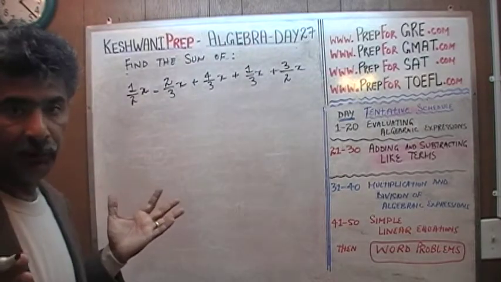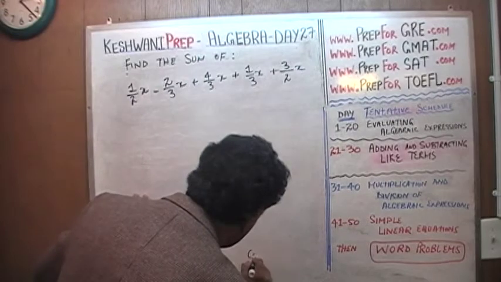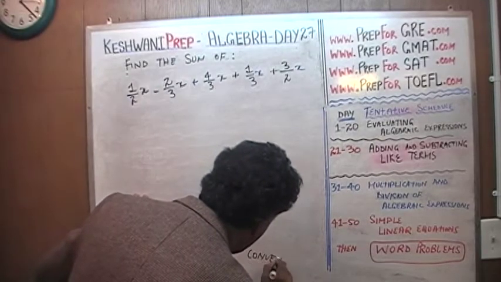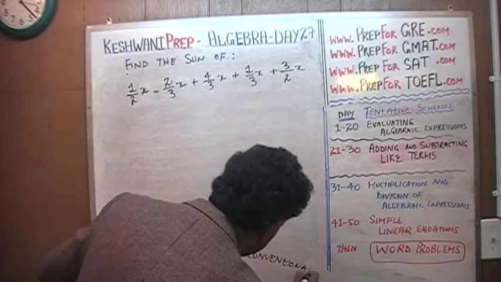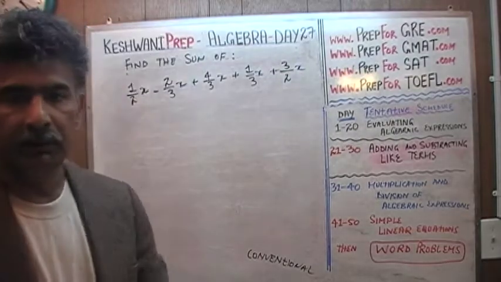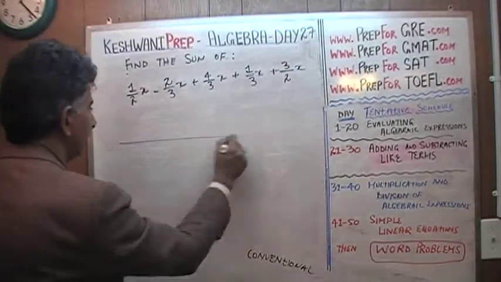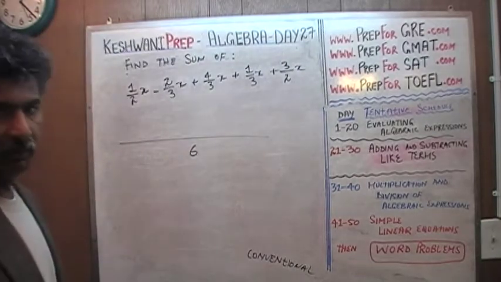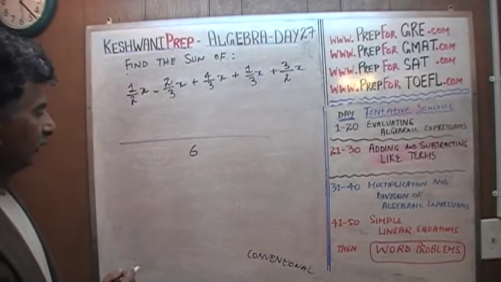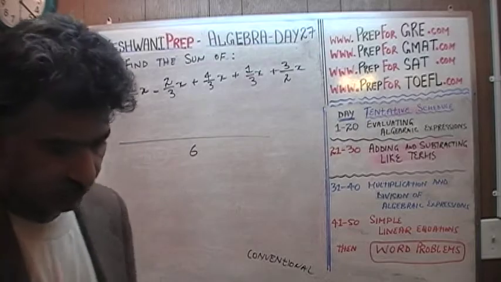One is the traditional way, the conventional way, the geeky way, the nerdy way, the orthodox way, the proper way, the academic way, which is to find the common denominator, as most people will do, a common denominator of 6. You can do that. Conventional, by the way, means traditional.